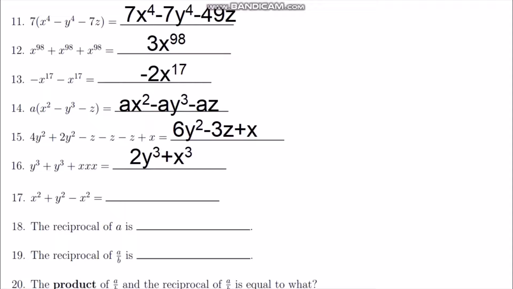We see here, this one's canceling. They're not right next to each other, but that doesn't matter. We know we can easily move that term over here. So this one, you're just left with y squared.